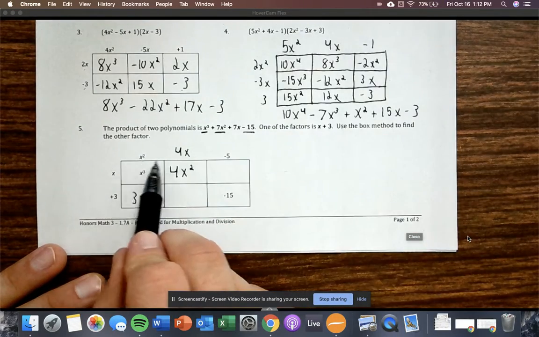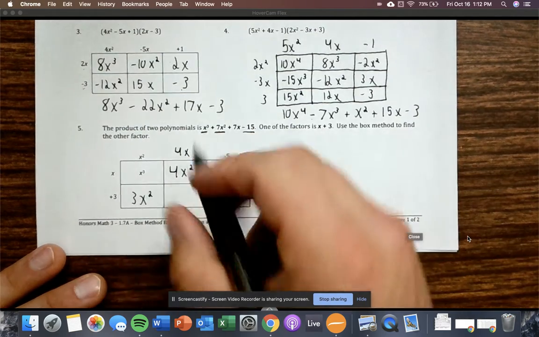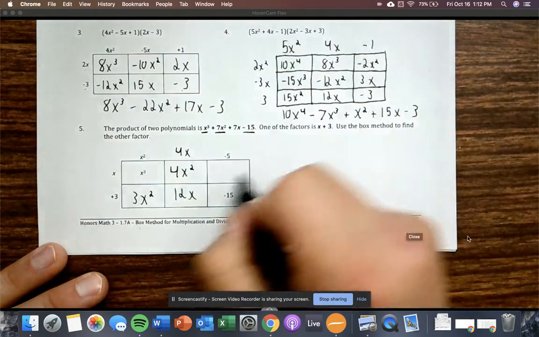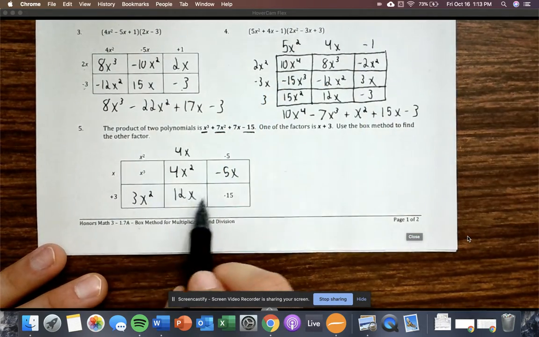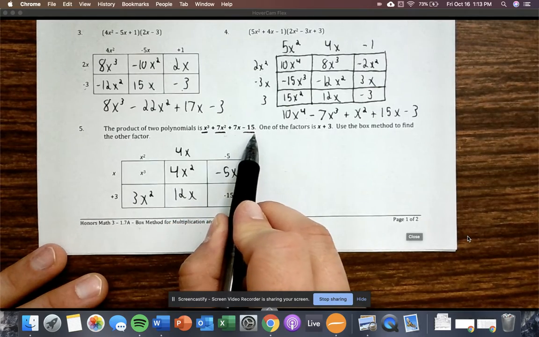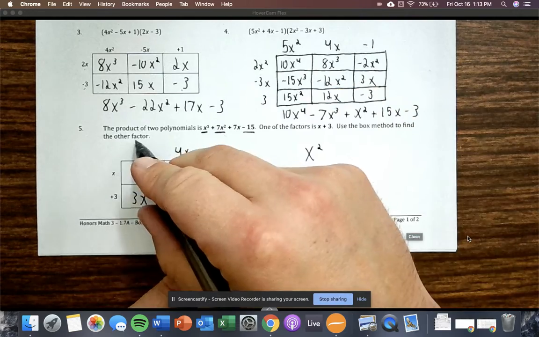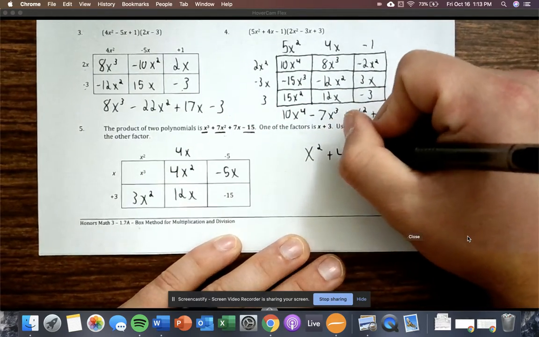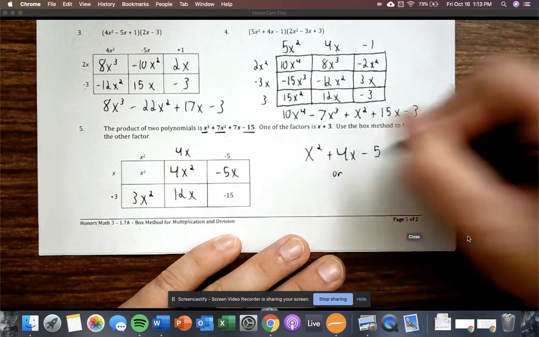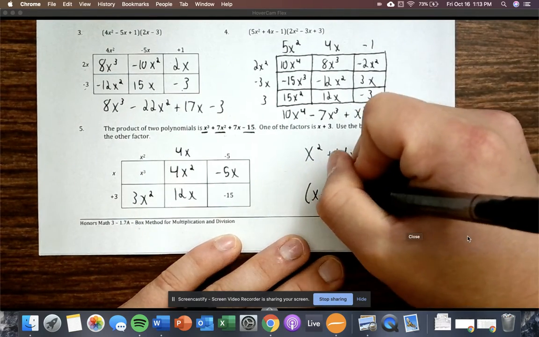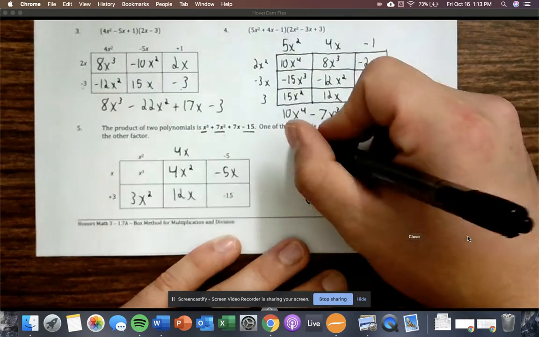And really, that just gave us the rest of the second factor there, right? And we could even finish this. This would be 12x, and then x times negative 5 is negative 5x. And we could check too, we could combine all the like terms, but we're going to end up with the same value here. So the other factor is x squared plus 4x minus 5. And we could leave it at that, or we could write it as x plus 5 times x minus 1. Right, either of these work.